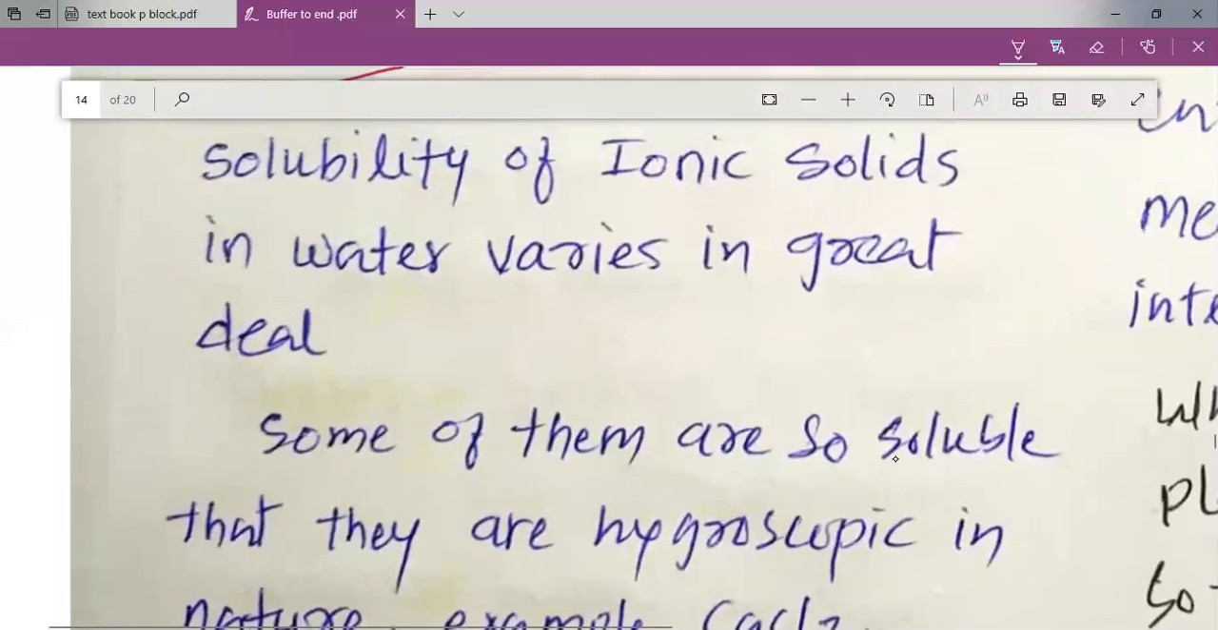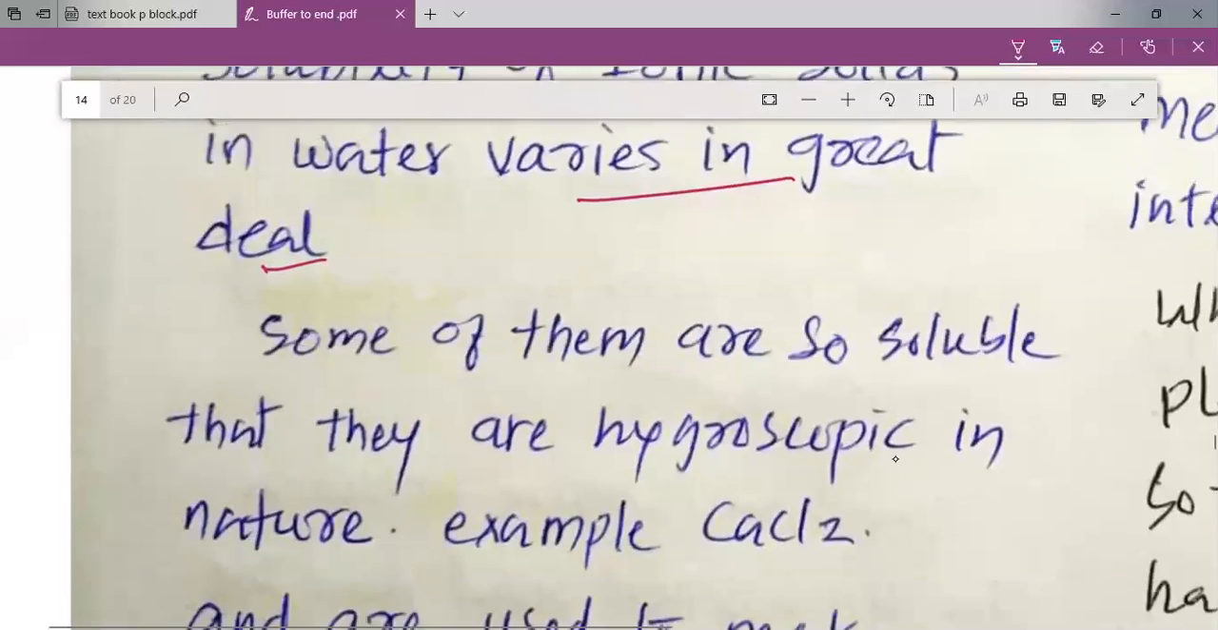Solubility of ionic solids in water varies a great deal. So, different substances dissolve in different proportions. For example, if you add sodium chloride into the water, it dissolves easily. But if you add some stone, my dear students, then stone does not dissolve. Stones remain in the rivers for years and years and still they do not dissolve. That means there are some substances which are highly soluble in water. At the same time, there are some other substances which are insoluble in water. I hope, my dear students, you agree with this.